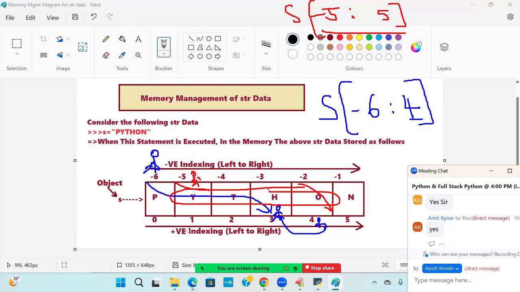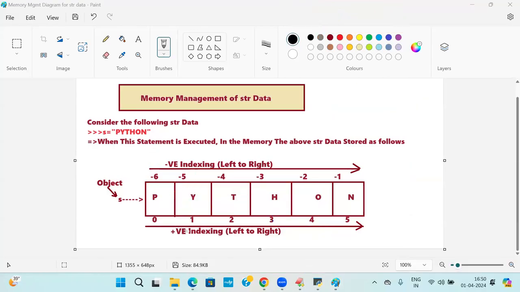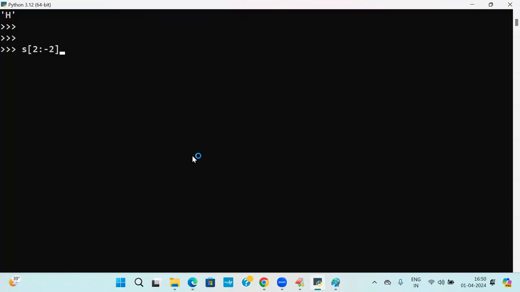Are you getting my point? Yes. See this now. Carefully try to watch it. Take S is equal to Python here. Print of S. S of what? Minus 6 colon what? Minus 6 colon 4. What is the answer?